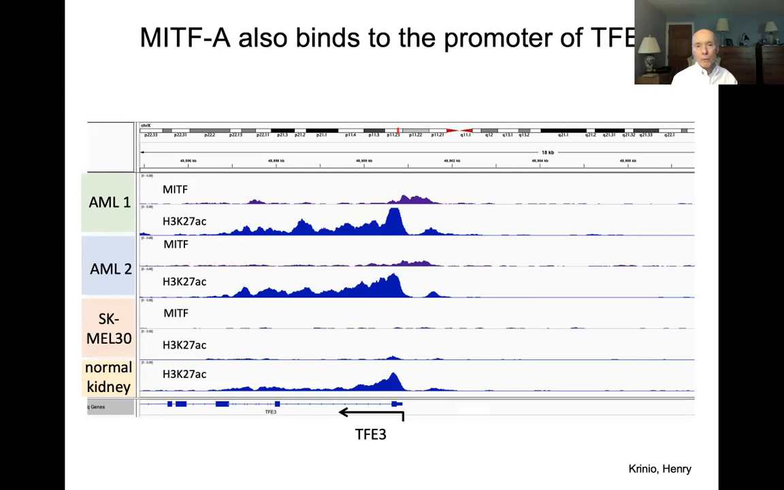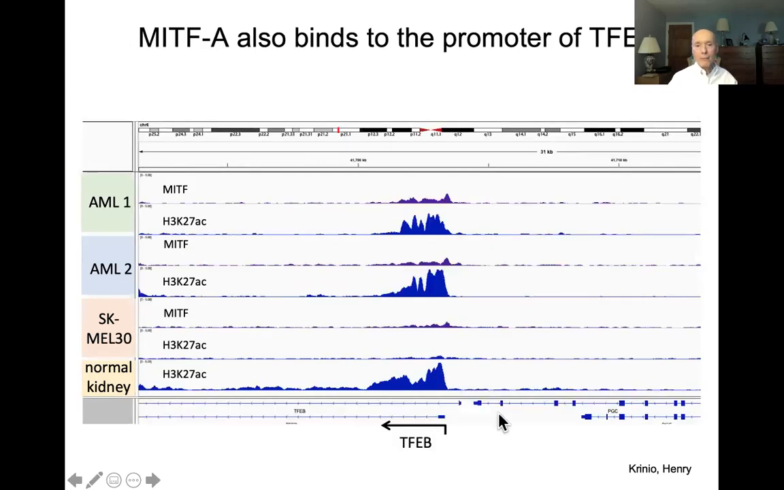In addition, quite remarkably, MITF-A appears to bind to the promoter of both TFE3, shown here, again in this valley region between these peaks of H3K27 acetyl, and also for TFEB. It's a weaker signal, but still there is some signal here compared to other regions nearby where there's no signal at all for MITF ChIP-seq. And again, there is a pattern of H3K27 acetyl that is consistent with this gene being regulated by transcription factors nearby.